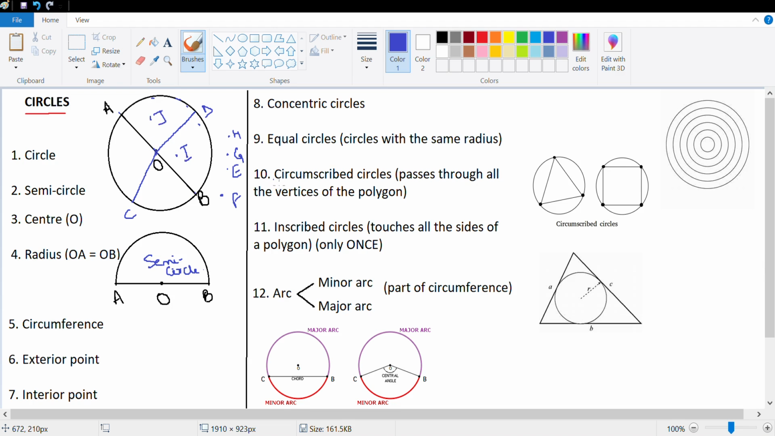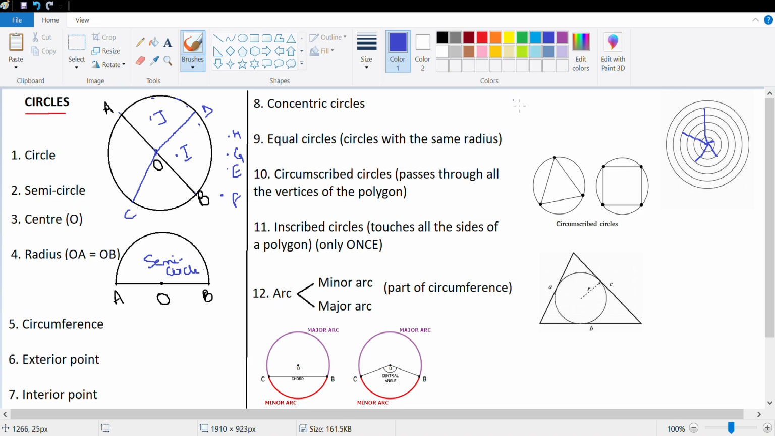Next, what are concentric circles? Concentric circles are circles which have the same center. So for example, in this diagram I have marked the center with a blue point, and all these circles have the same center, but their radius keeps on increasing. Right? So now I'm marking the radius of these different circles that are here. So circles which have the same center are concentric circles.